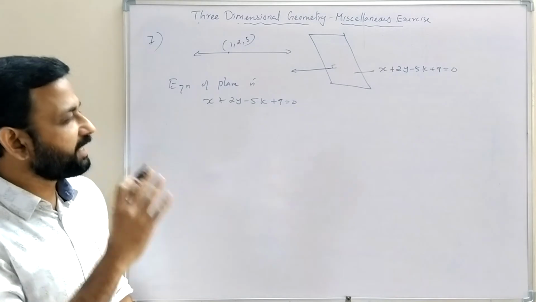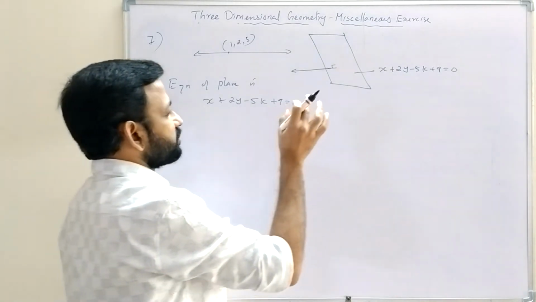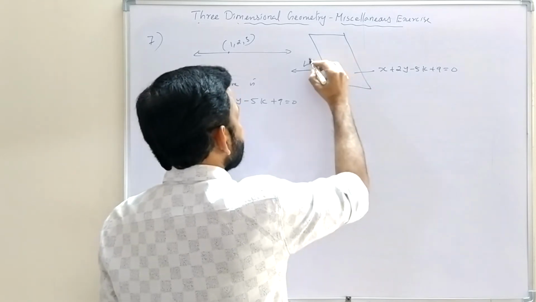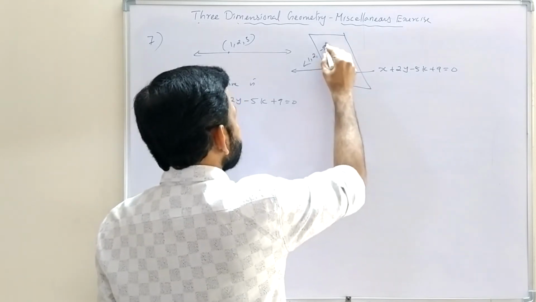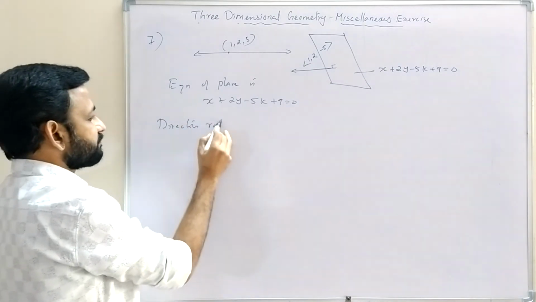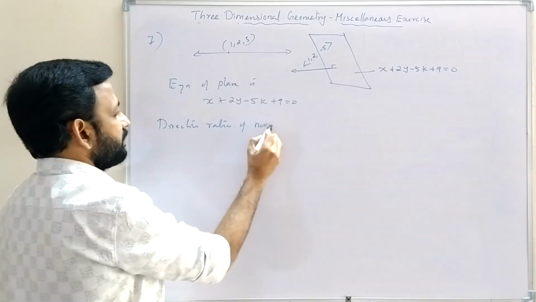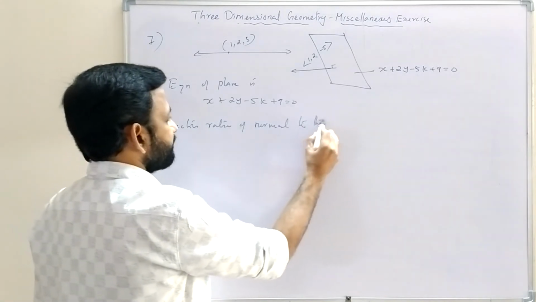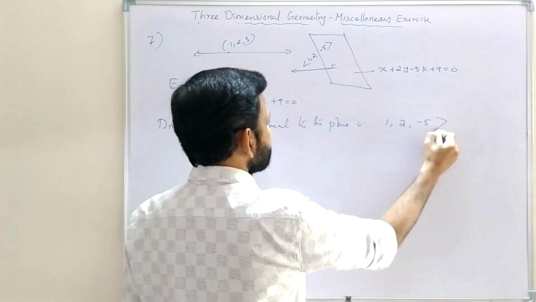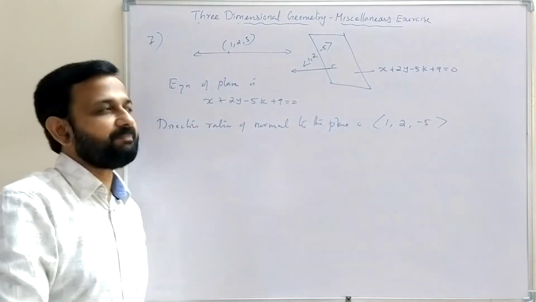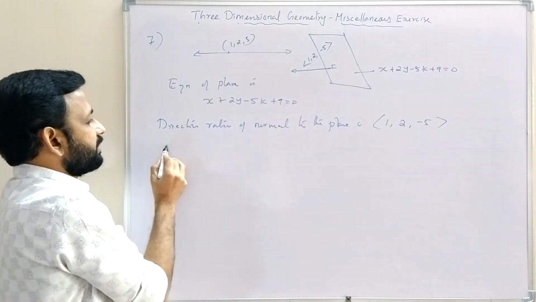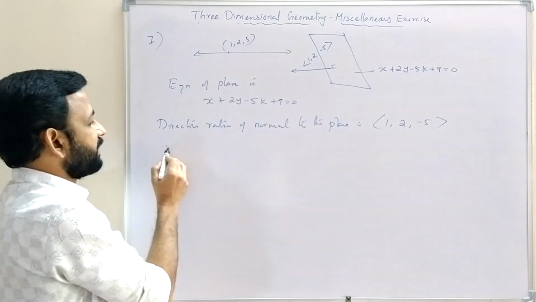From that equation we can find the direction ratios of the normal to the plane. So that is 1, 2, minus 5. The direction ratios of the normal to the plane are 1, 2, minus 5, and this normal is parallel to the line.